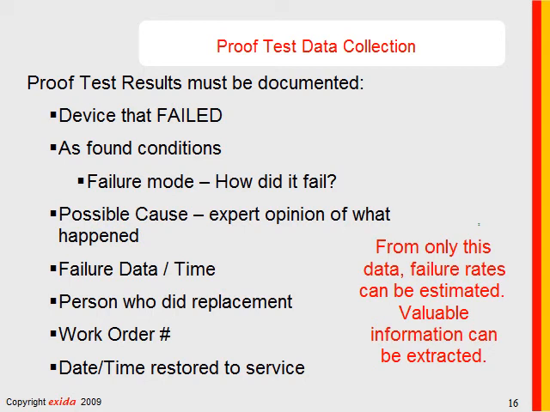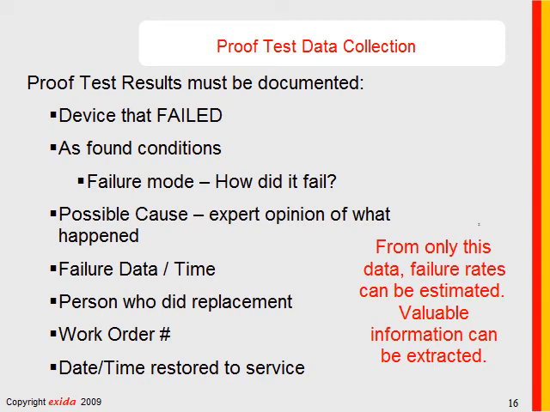What should be collected during a proof test? Well, remember that one of the main things we wish to do is gather up data for the dangerous failure mode. So we certainly must record the device that failed, including serial number, as found conditions, the failure mode, how did it fail, what are the possible causes, if known, the failure date and time, person who did the replacement or who did the analysis, a work order number, and a date and time the instrument was restored to service.